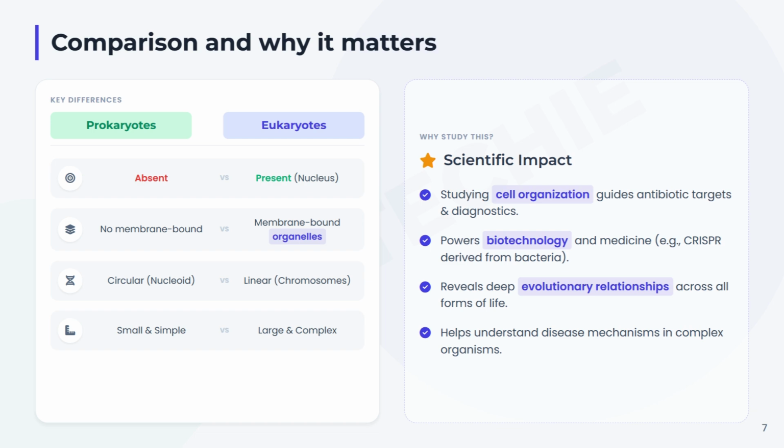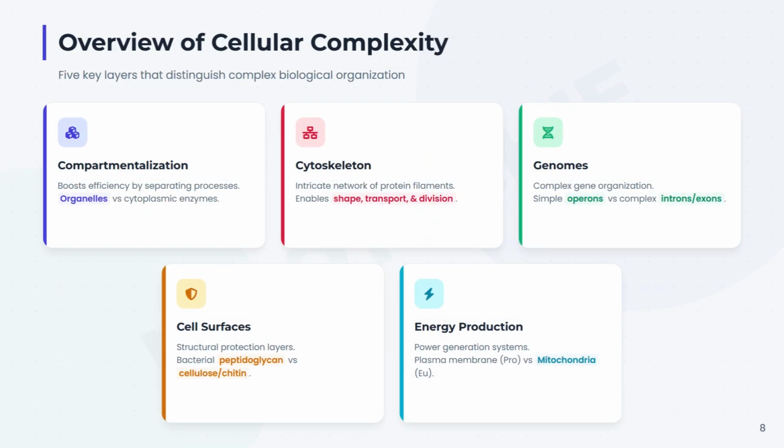Let's zoom out for an overview of the 5 key layers that define this cellular complexity. First, compartmentalization. Eukaryotes boost their efficiency by separating different biochemical processes into specific organelles. Think of it as having specialized workshops instead of one open floor. Second, the cytoskeleton. This is an intricate internal network of protein filaments. It provides structural support, enables cell movement, and is crucial for transporting materials and for cell division.